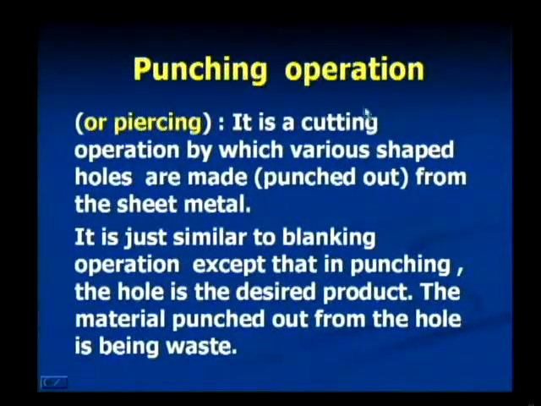The punching operation can be observed here. It is a cutting operation by which various shaped holes are made. It need not be round; various shaped holes can be punched out from the sheet metal. It is just similar to blanking operation, except that in punching, the hole is the desired product. The material punched out from the hole is waste.